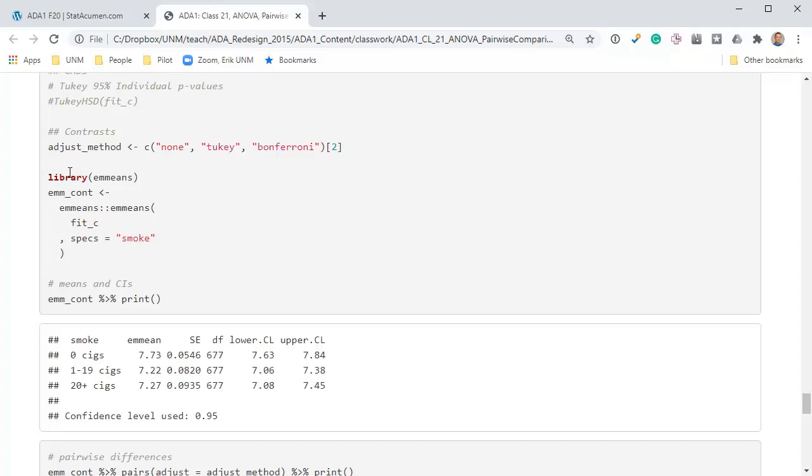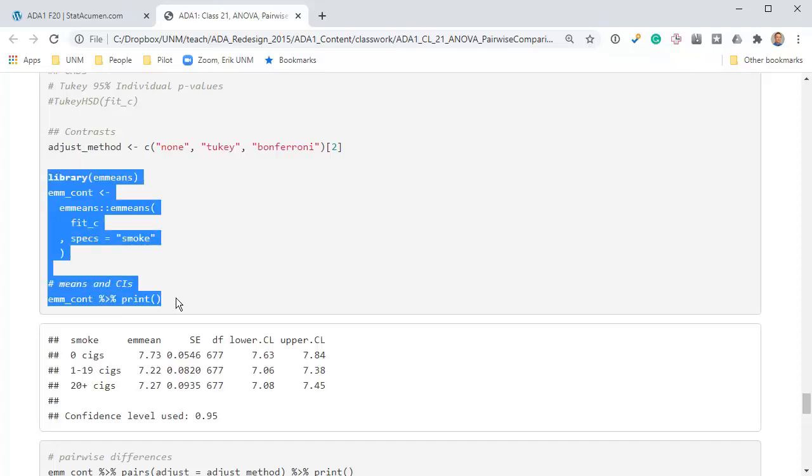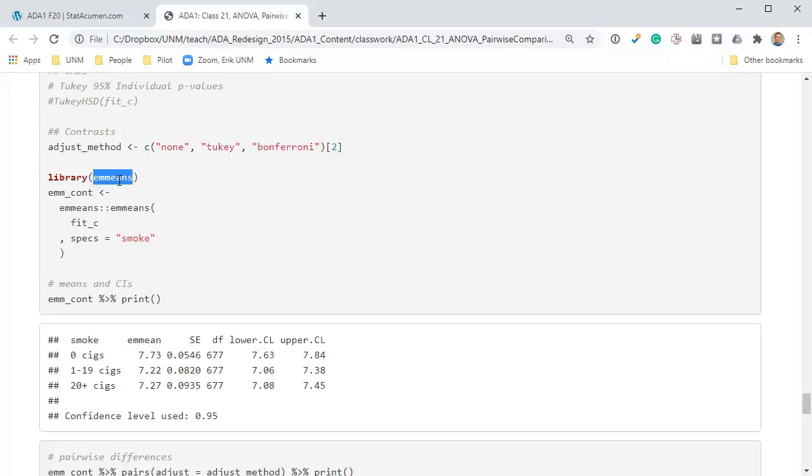Let's first just look at this. Now, in the emmeans package, I'm going to run emmeans, and I'm going to give it the ANOVA object that we fit earlier. And the specification is we want to compare the groups by the smoke categories.